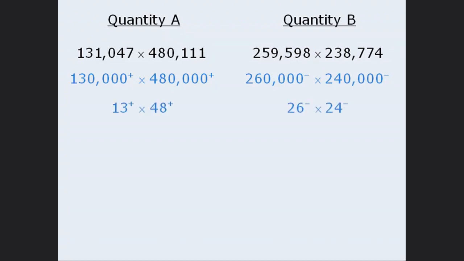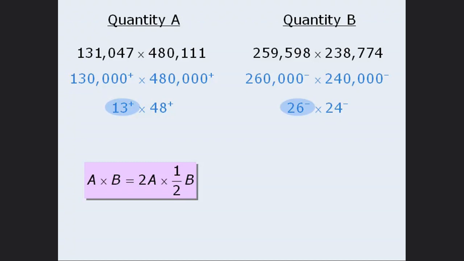Now at this point, you could choose to multiply these values and then compare the two products. But there's an even faster approach that you can do in your head. It involves a useful rule that we'll examine in a different module. It says that the product of A and B is the same as the product of 2A times 1/2 B. Now, why would we want to apply this rule here? Well, notice that if we multiply 13 by 2, we get 26, and when we multiply 48 by 1/2, we get 24. This suggests that our rule here might make our two quantities look more alike, and this could come in handy.